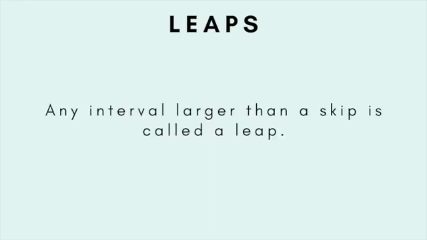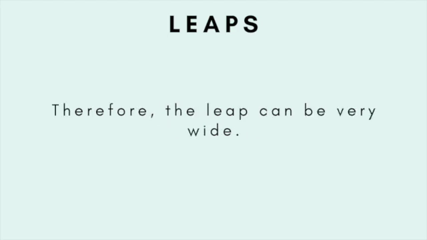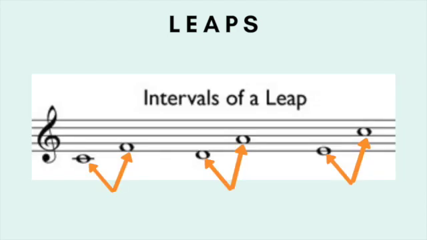And finally, we have leaps. A leap is any interval larger than a skip. Therefore, the leap can be very wide. As you can see here on the musical staff, the first note will be C and the next note will be F. If you think about the regular alphabet, from C to F, there's letters in between.